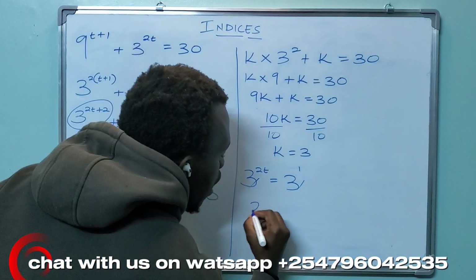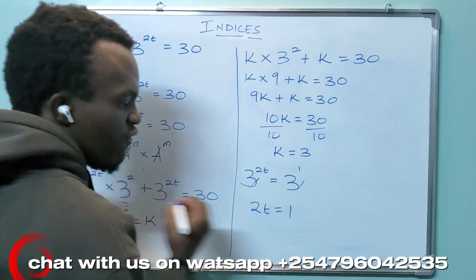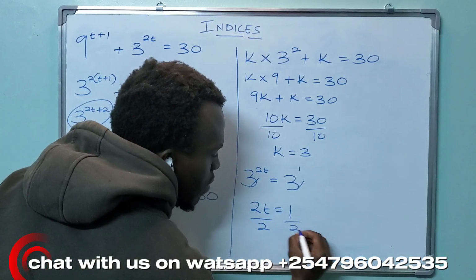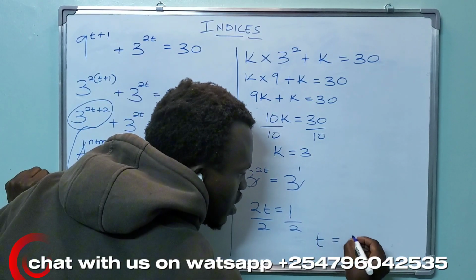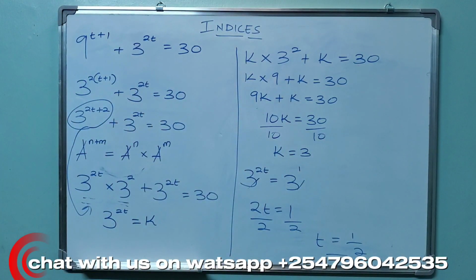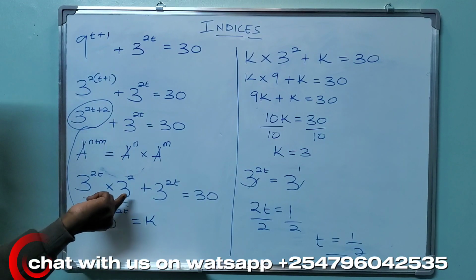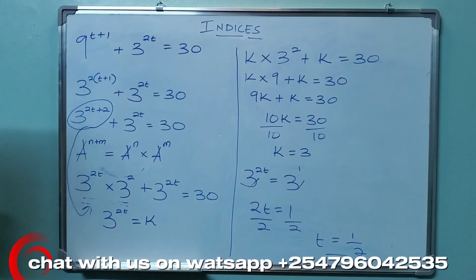So I'm going to have here 2t being equals to 1. That is the powers. If I want to get the value of t, I'll divide there by 2, divide there by 2. Which means the value of t equals to one half. And that is how we get the value of t. So always remember, whenever you're having this, you can split it and let the common index. So that is how we are going to get the value of t, or the value of the unknown. Let us try another example.